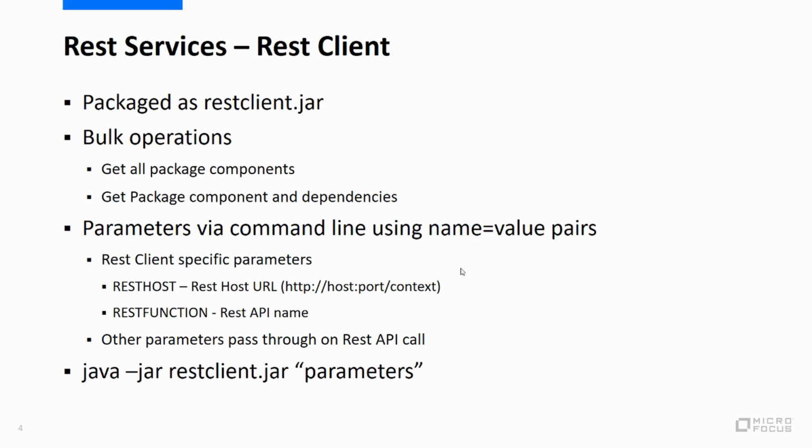There are some specific REST client parameters. REST host and REST function identify where the host is that we want to contact. All other parameters are specified. They are passed through to the REST API service. The parameters are formatted just like they would be if you were calling the REST API from anywhere else. There's an example of how you would call that REST client using the Java command.